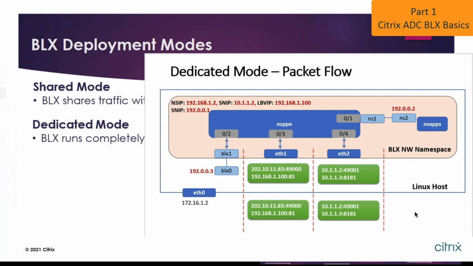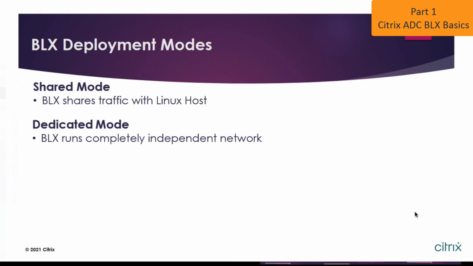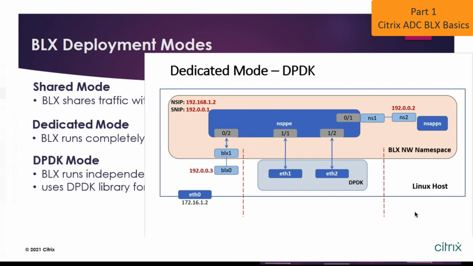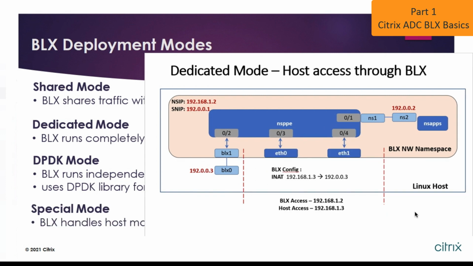To solve this problem, we bring in a new mode, dedicated DPDK mode. It is the same as dedicated mode, but we will be using an additional DPDK layer. You can see here, now the NICs are part of the DPDK. So whatever packet lands on these NICs will be directly given to the BLX user space, and there will be no overhead of the kernel. So what we indirectly get is no delay in packet processing, hence we will be able to achieve line rate performance.